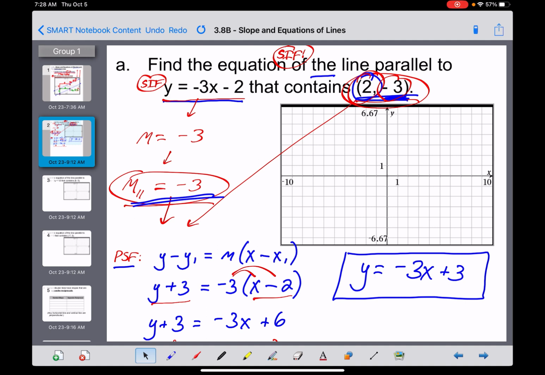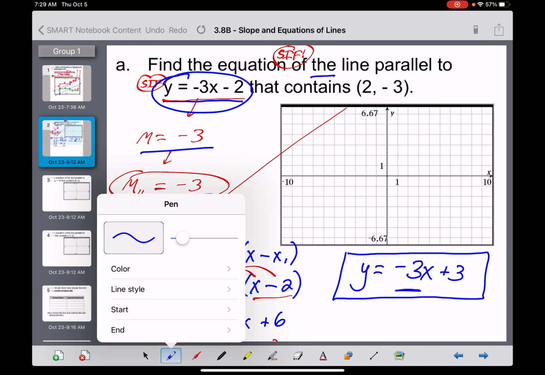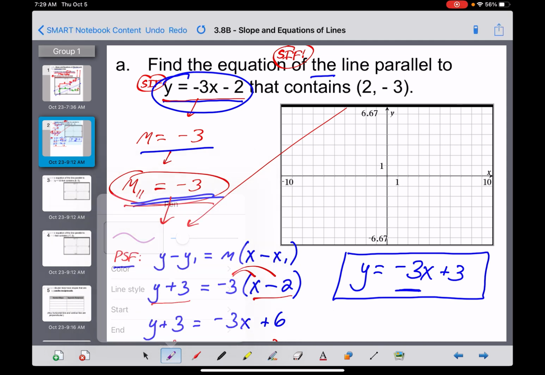Our line was supposed to be parallel to this line right over here. This line had a slope of negative 3, so our parallel line should have the same slope, and I can see that it does right here, a slope of negative 3. The second thing I want to make sure, honestly probably the most important one, is that the point that our line is supposed to contain or pass through is actually a solution to this equation right here. So let's plug it in and make sure it works.